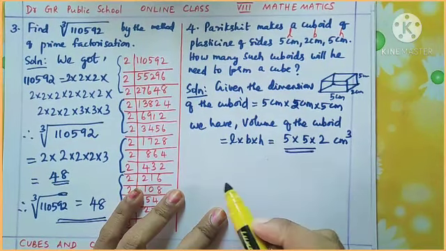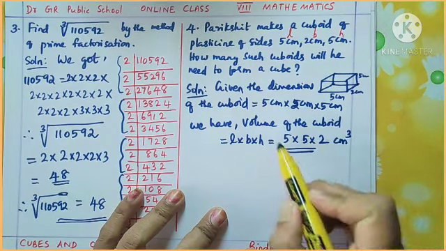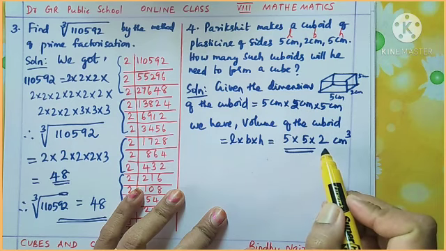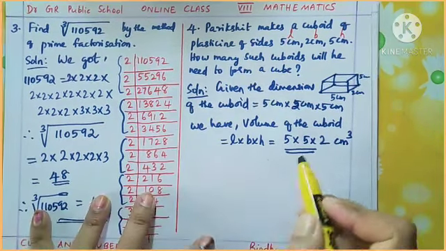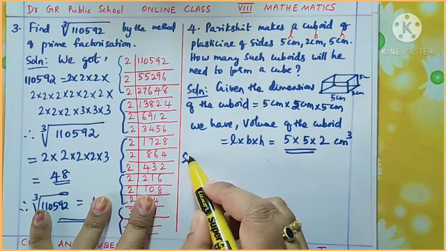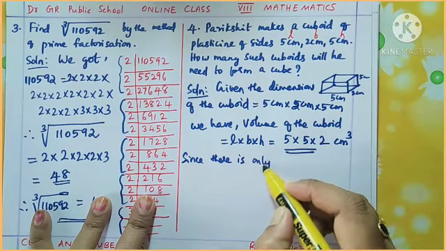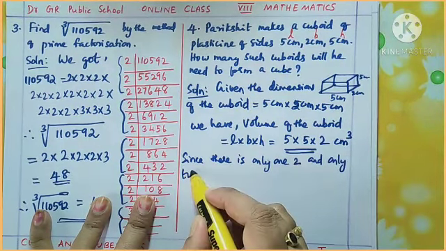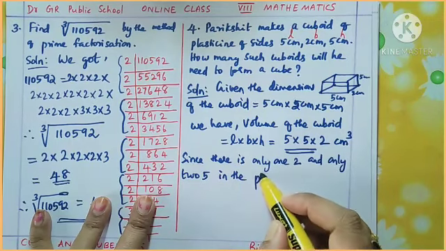Yes. Now, what is our aim? We want to convert this into a cube. So here you see in these factors, we can see 5 is not in a triplet. 1, 5 is less. Similarly, 2 is also not in a triplet. We need how many 2s? 2 more 2s to make this into a triplet. So here 1, 5 is less and 2 number of 2s are less. So you can write like this. Since there is only 1, 2 and only 2, 5s in the prime factorization.